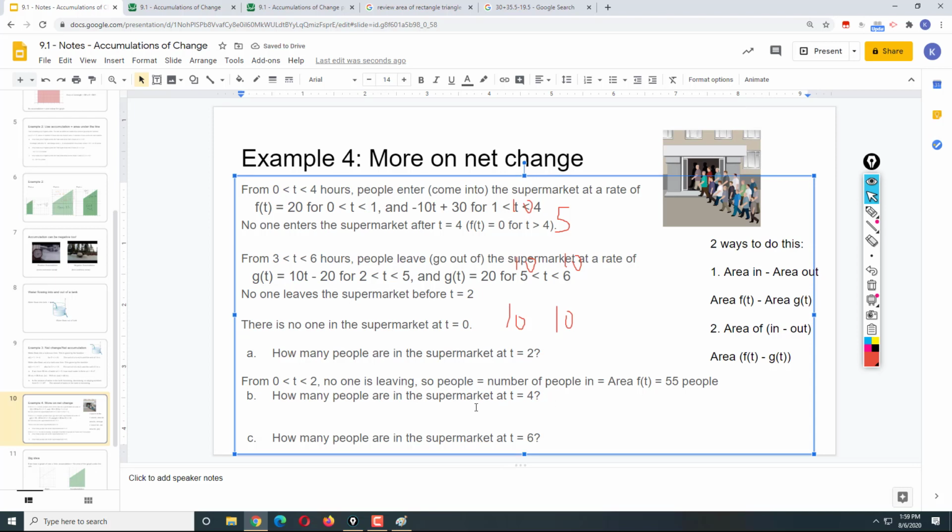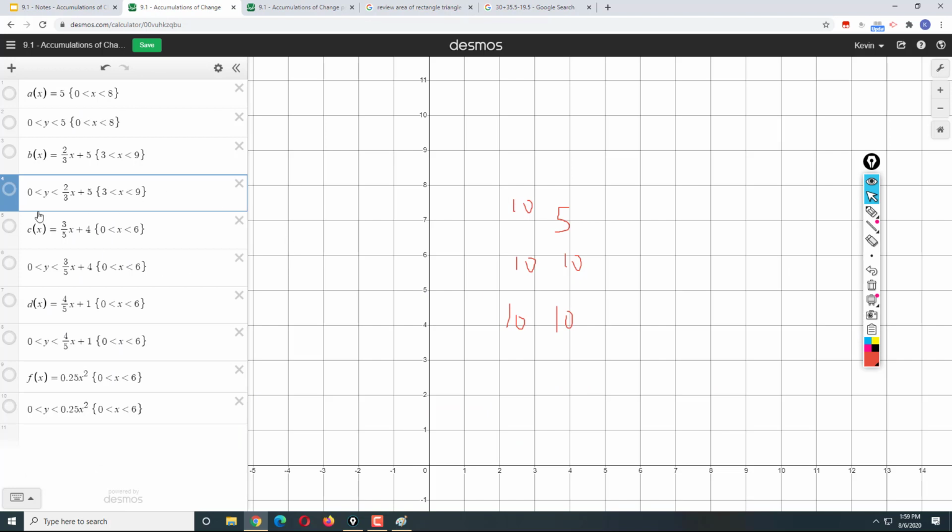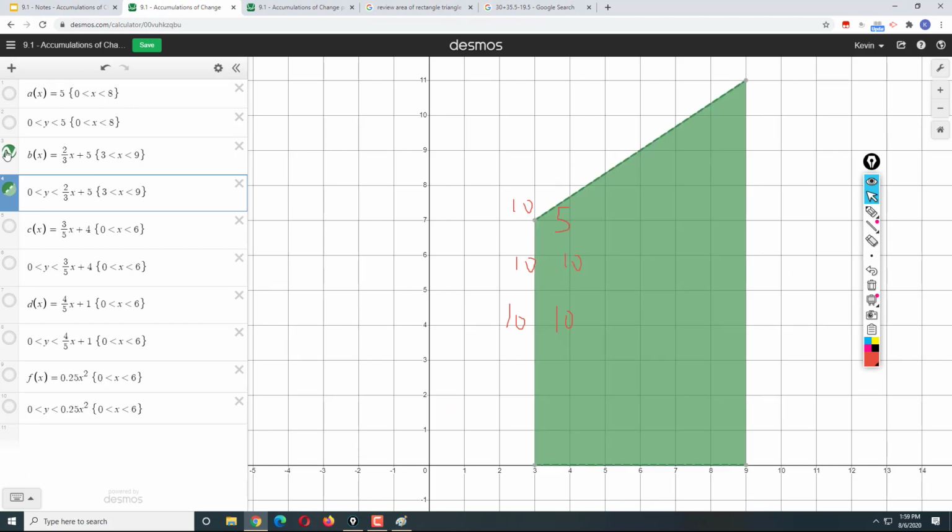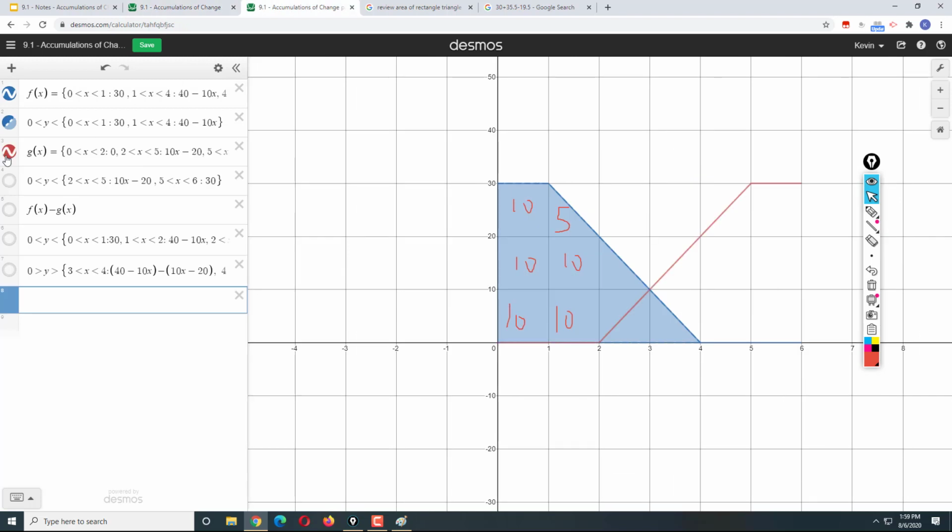Okay. Part B. How many people are in the supermarket at t equals 4? Well, that's going to be the area of f of t minus the area of g of t from 0 to 4. Let's find the areas. So let's look at the first part. From 0 to 4, we have from 0 to 2, we already got our 45.